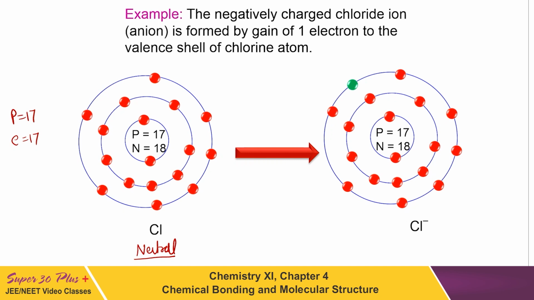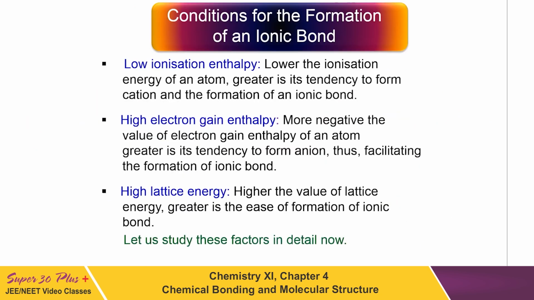But what happens when it forms Cl-? See, you see this green color electron? This green color electron is additionally gained in this species, so the protons are still 17, but now the electrons are 18 in number. So in totality, a -1 charge is there. So now the species is Cl minus, which is an anion, right? So now we came to know that for the formation of ionic bond, we need a cation and also an anion.